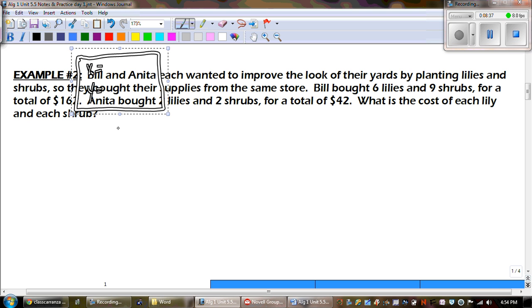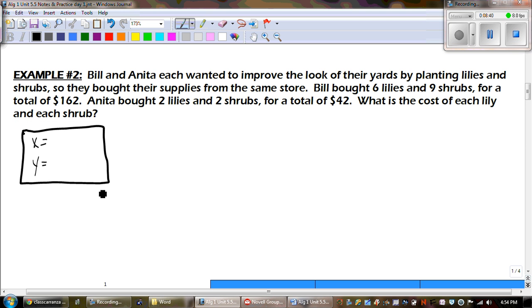So, first thing I'm going to do, there's my nice little key that I pasted for step number one. What are we talking about? Yeah, we're talking about lilies and shrubs. Okay, so make one of them your x and the other one your y. So my y's are going to be the shrubs and the lilies are going to be x. So our first sentence, Bill bought 6 lilies and 9 shrubs for $162.